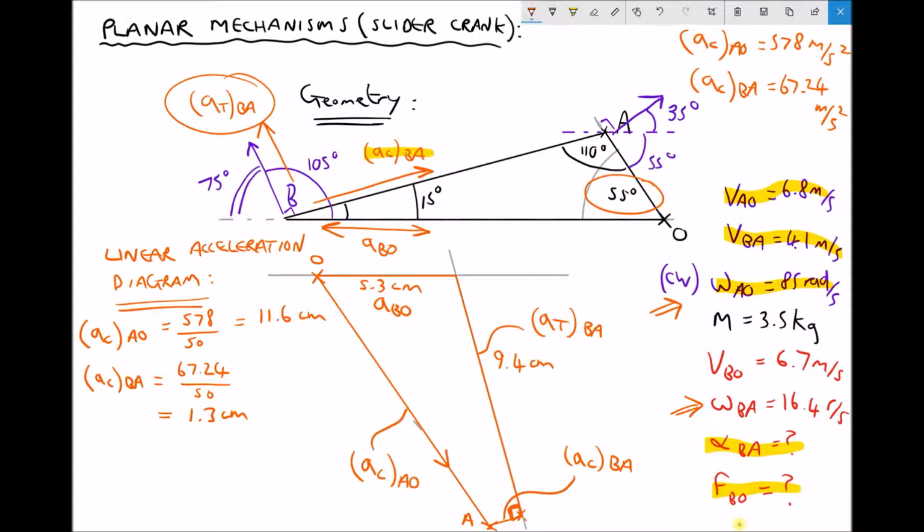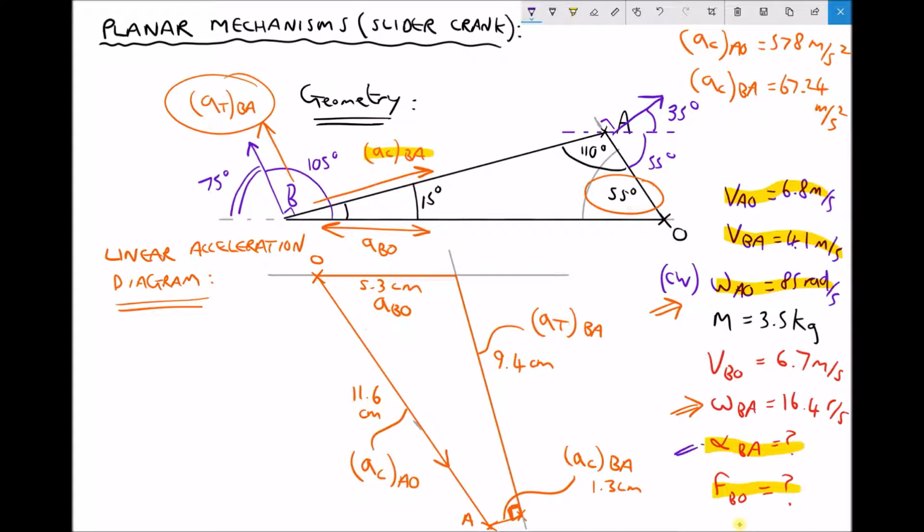We have some additional lengths on here. This length here was 11.6 centimetres, and the centripetal acceleration of B relative to A was 1.3 centimetres. So let's clear a little bit of space and then we can carry out our final calculations. So we have two things left to calculate.